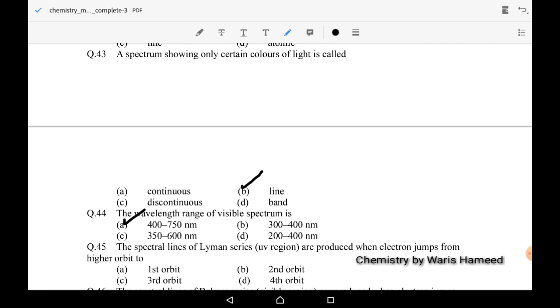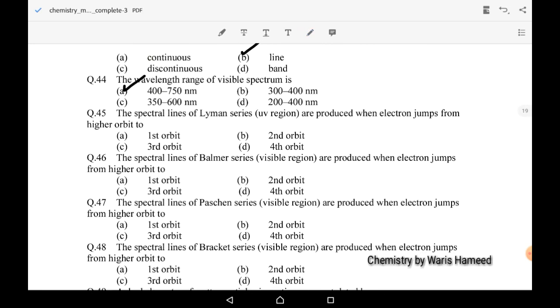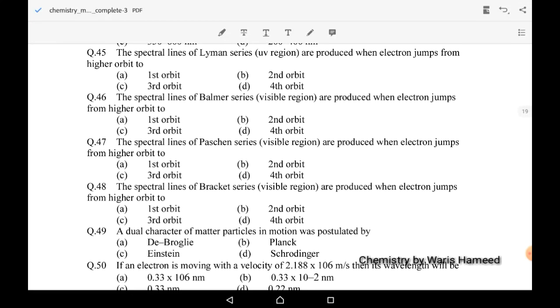Next, the spectral lines of Lyman series are produced when an electron jumps to a higher orbit. When an electron jumps from the first orbit to higher orbits, it will produce UV region spectra, and it falls in Lyman series. So option A is correct.